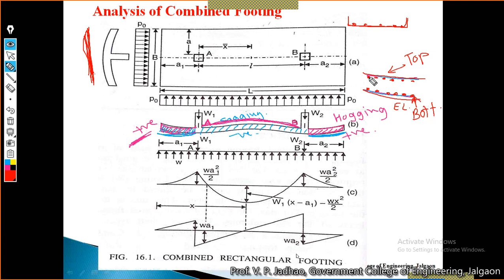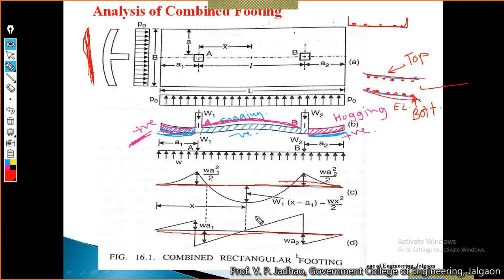At the same time, we will be providing some transverse reinforcement at the top mesh and at the bottom mesh also. So this is how we will be providing the steel reinforcement. This is how the bending moment diagram is drawn. This is how the shear force diagram is drawn.